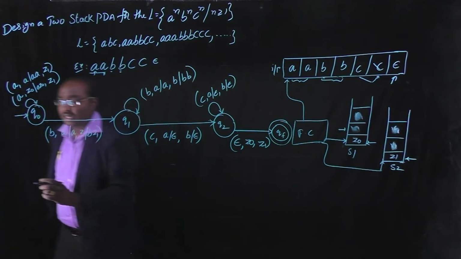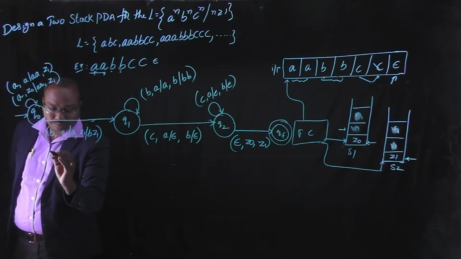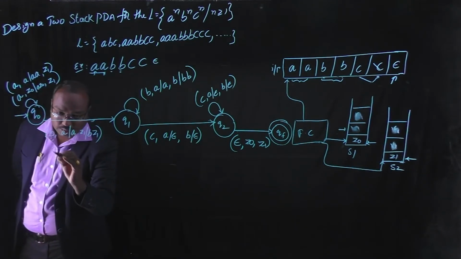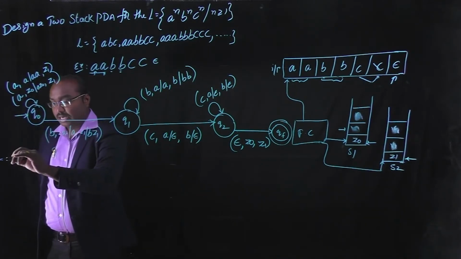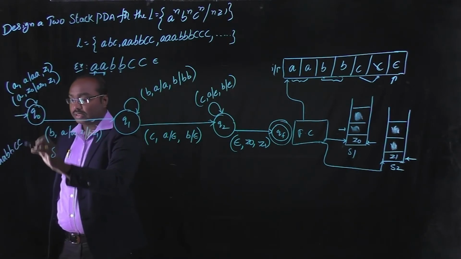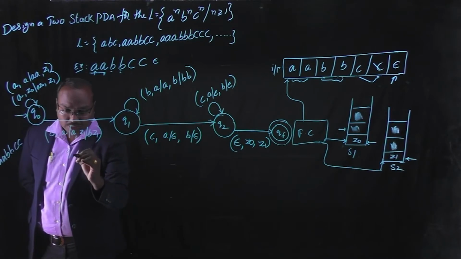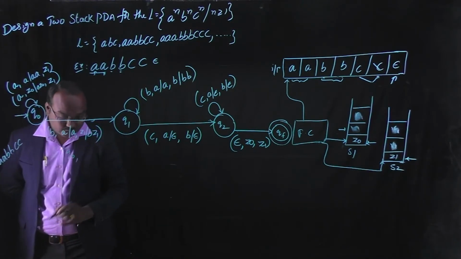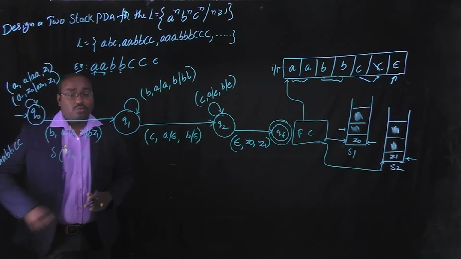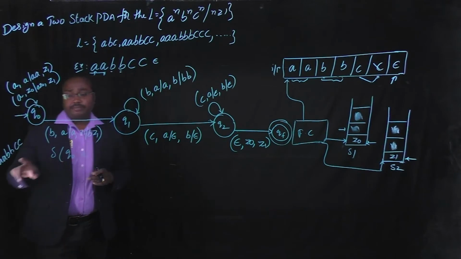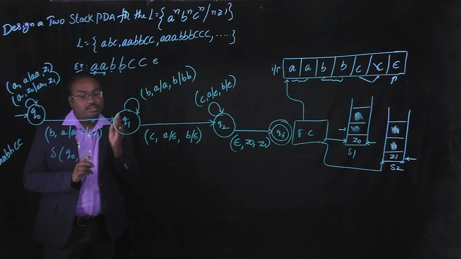So we'll see what the transition functions are. For example, I'm taking the input string as AA, BB, CC. Okay, so initially we are in state Q0. If the input symbol is A, and so in a 2-stack PDA, the transition function will take 4 tuples as input and produce 3 tuples.